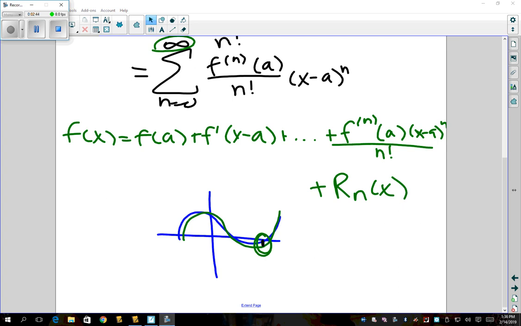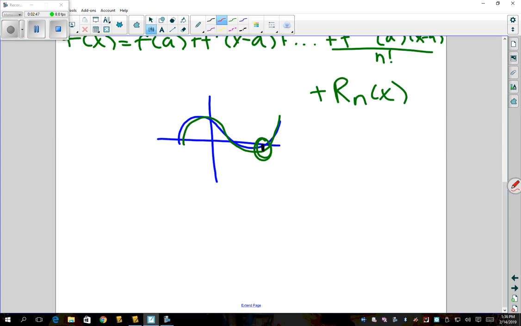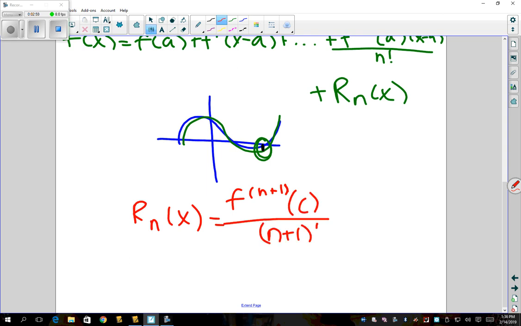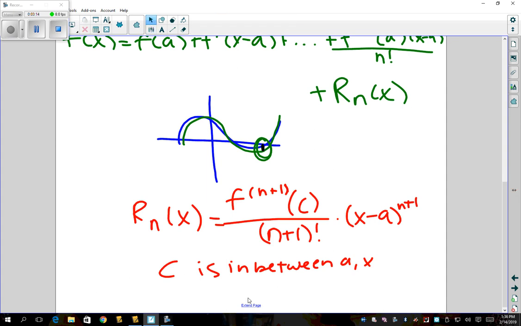And thanks to Taylor, we also know that this remainder is equal to the n plus 1th derivative of f at c over n plus 1 factorial times x minus a to the n plus 1. And c is somewhere in between a and x. So any given a, any given x, c is somewhere in between those two values. So this is our remainder when we're dealing with those finite terms of a Taylor series, or Taylor polynomial.